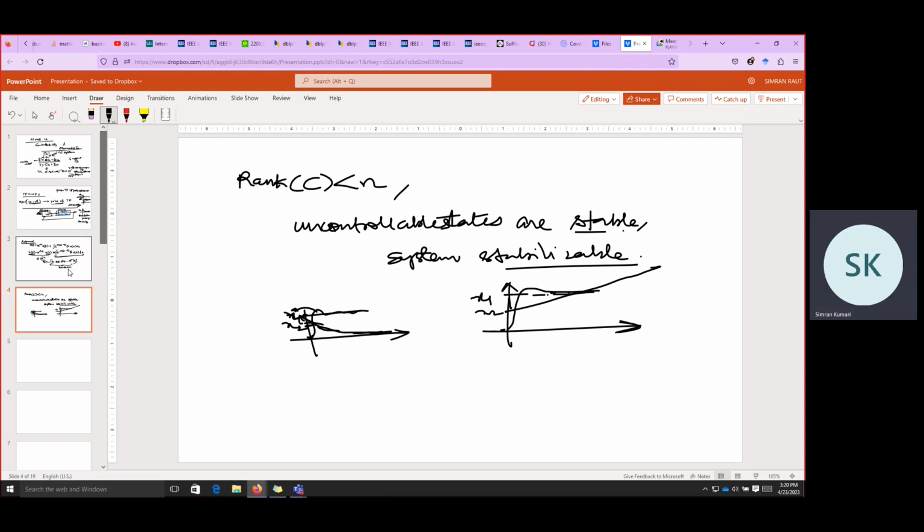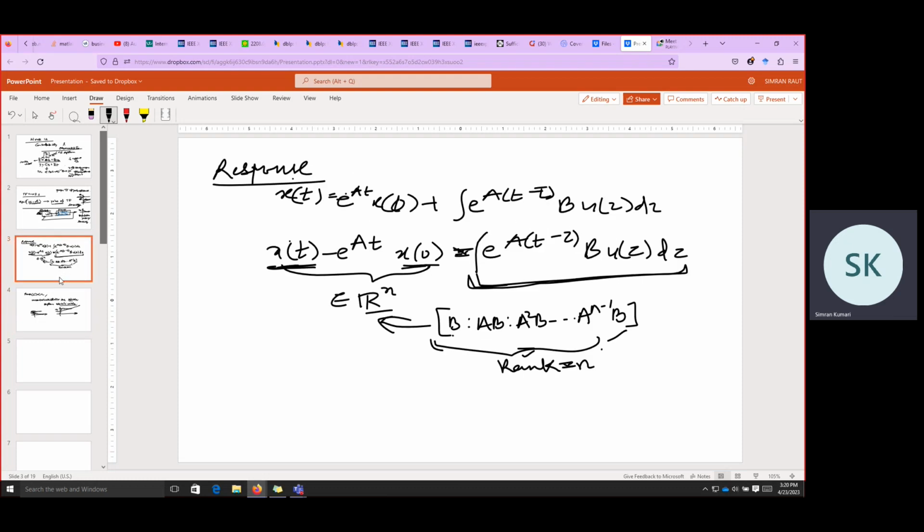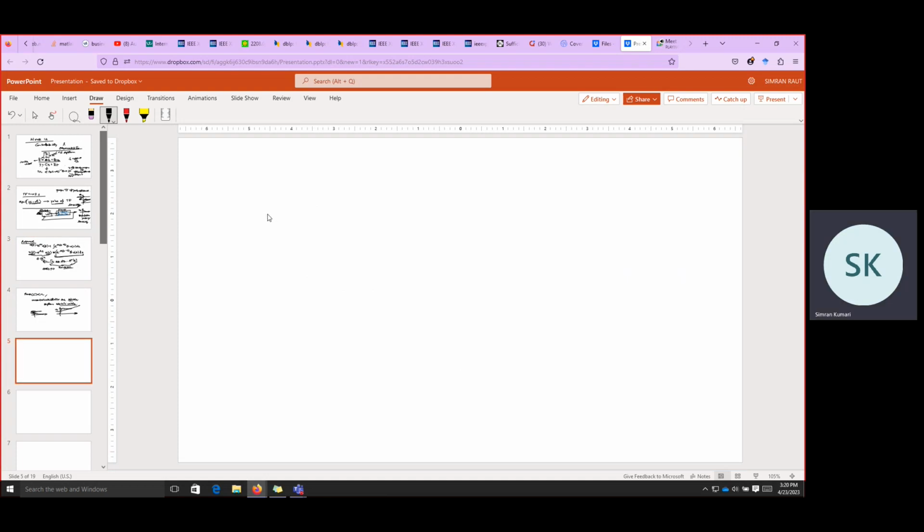So the overall concept of controllability of the system is this. We verify whether a system is controllable or not by seeing whether the rank of the controllability matrix is n or not. So the rank is full rank. If it is full rank, that means the determinant of this matrix is not equal to 0. We'll do some questions related to this.